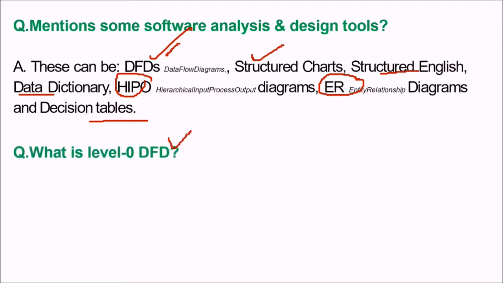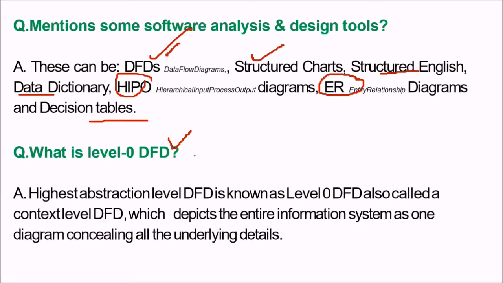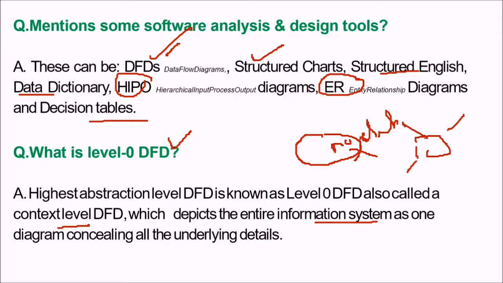What is zero level or level 0 DFD or context? The highest abstraction level of DFD is known as the level 0 DFD, also called the context level DFD, which depicts the entire information system as one diagram, just one diagram, concealing all the underlying details, no details, just what it is and how it is interacting with external systems. So the level 0 DFD, which is the context level, is like that.